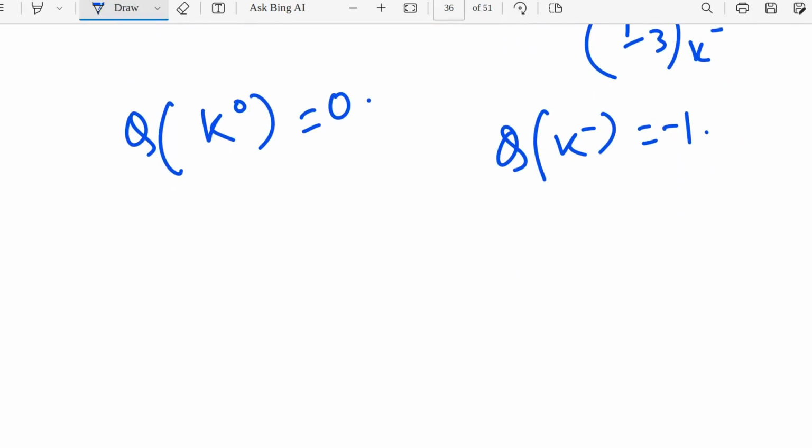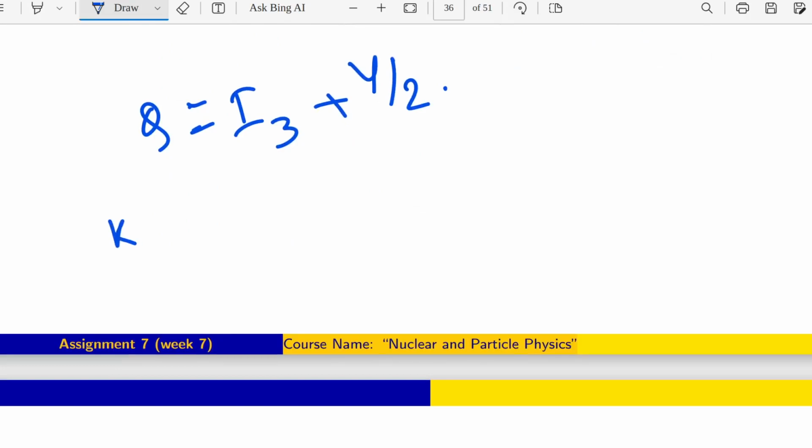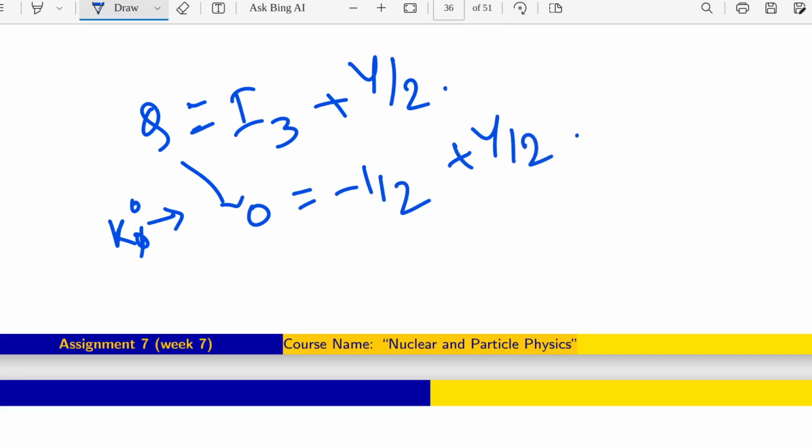So from the Gell-Mann-Nishijima formula I can have this expression. First of all I am talking about K0. So K0 has Q equals 0, I3 is minus half, plus Y by 2. Now what will be the value of Y here? You can see that Y will be 1 for K0.